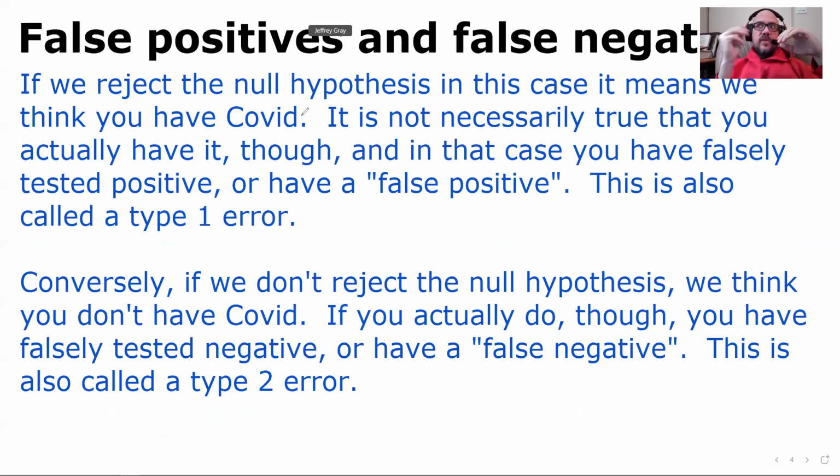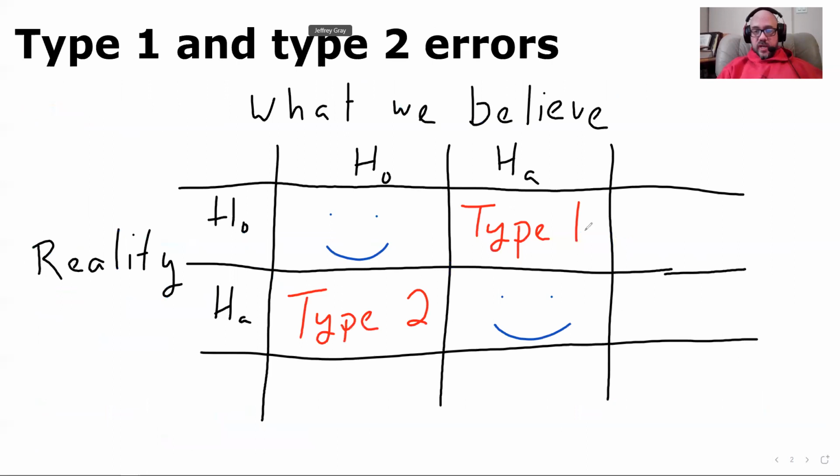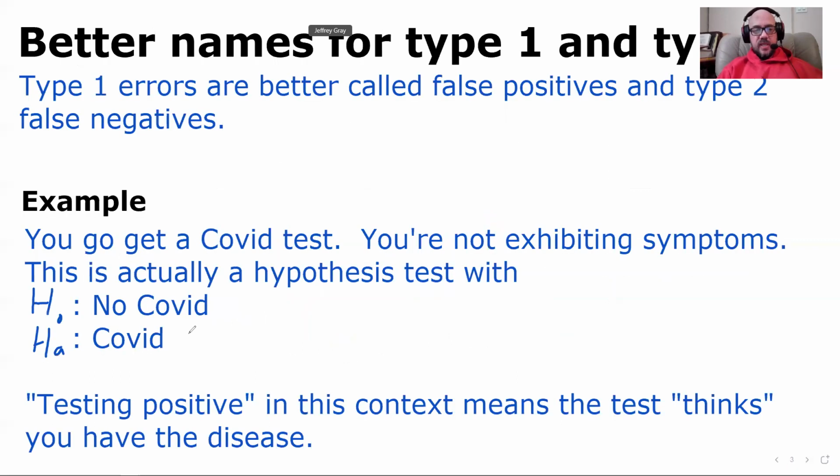And if the test comes back positive, but you don't actually have the disease, that is a false positive. It's also a type 1 error, right? Because remember, type 1 error is when we reject the null hypothesis and believe the alternative when the null is actually true. Well, the null being true in this case means that you don't have it, and rejecting it means that we think you do have it. So if the test comes back positive, we think you have COVID-19, and then if you don't actually have it, that is a type 1 error or a false positive.